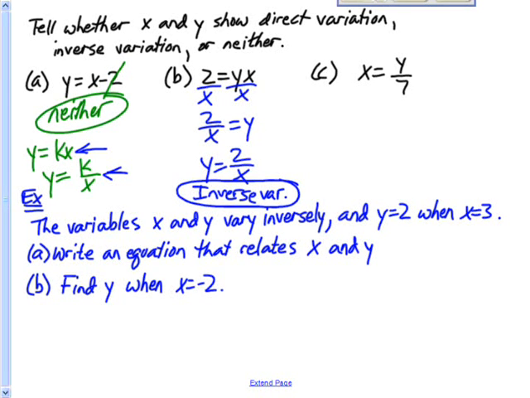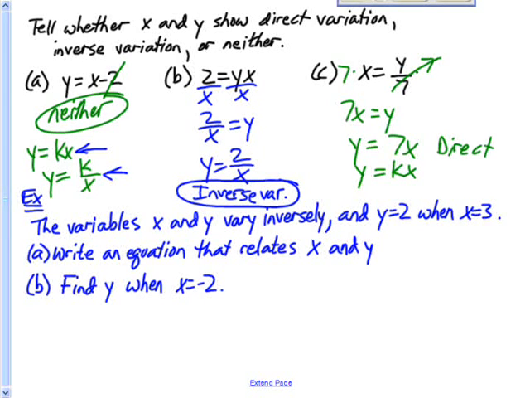Part C, x equals y over 7. You have to be careful again here because you have to solve for y first. So let's get rid of that 7. Multiply both sides by 7. So 7x equals y. And now you say, oh yeah, that fits the old direct variation, doesn't it? So I say direct variation. That's all you have to write there. Of course, our k is 7 in that case.